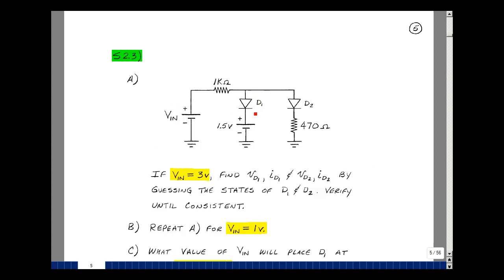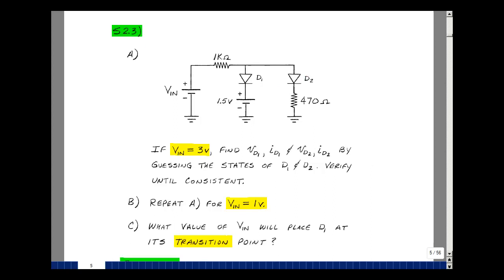Can you find the voltage across and the current through each diode by guessing the states, and then verify until you find a consistent answer? Secondly, let's make Vn equal to 1 volt and try the same conditions again. Then lastly, what value of Vn will place the diode D1 at its transition point?